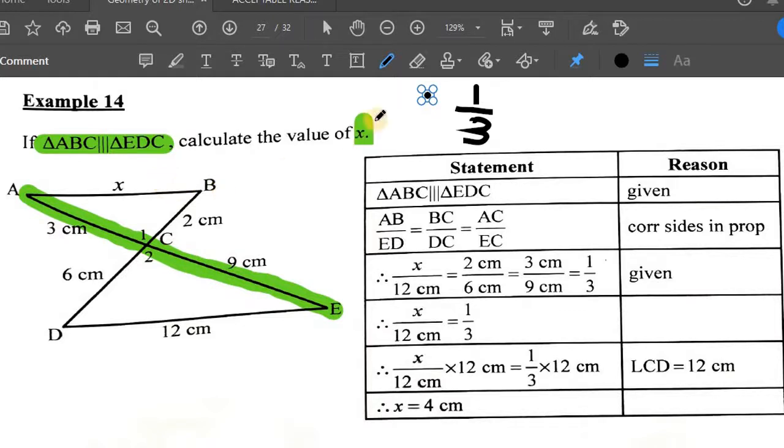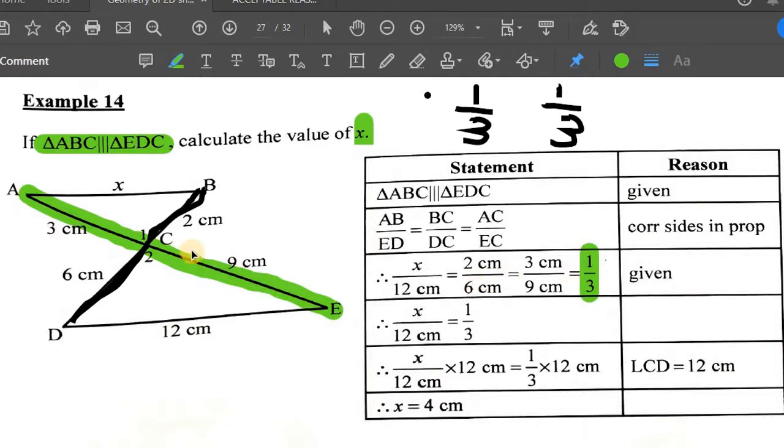Then, if we take BC over CD, that's 2 over 6. 2 over 6 is 1 over 3, right? So if you look at that, that's what they did here. They're showing you that when they took two existing corresponding sides, we got an answer of 1 over 3. That's what they told you here.